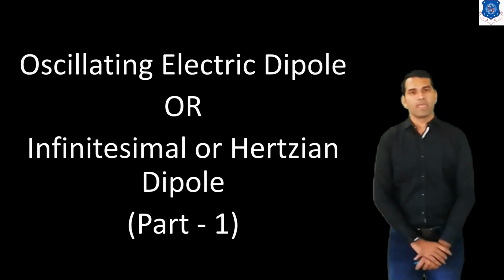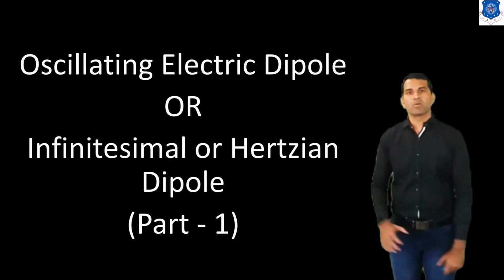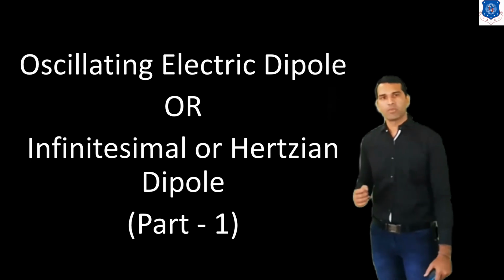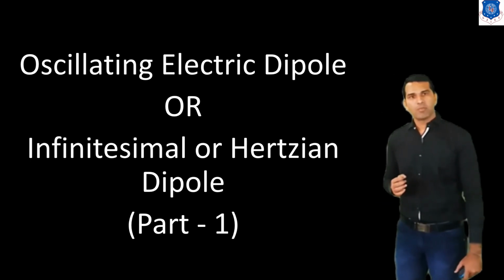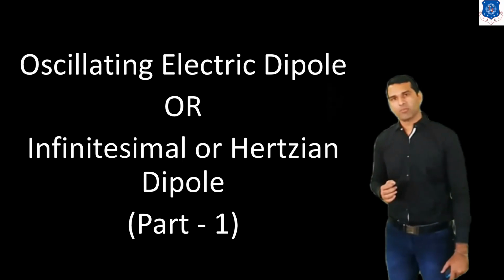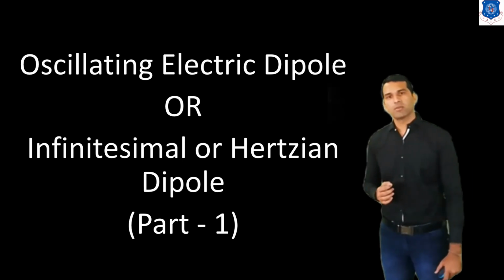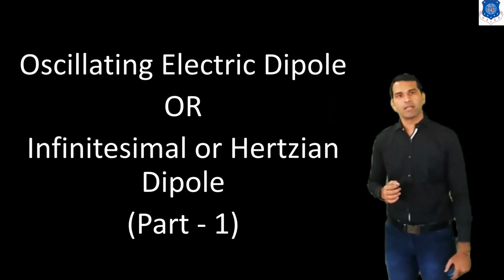So here in this lecture we discussed the oscillating electric dipole. We got the magnetic field component and the electric field component. Now the second portion we will discuss in the next lecture.